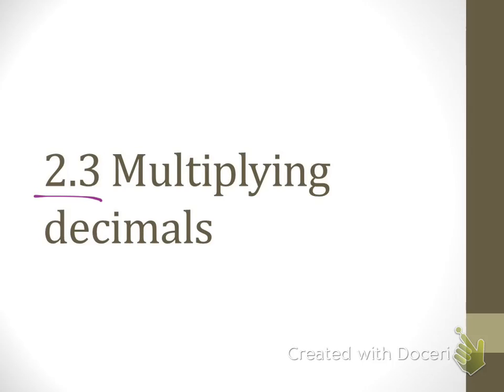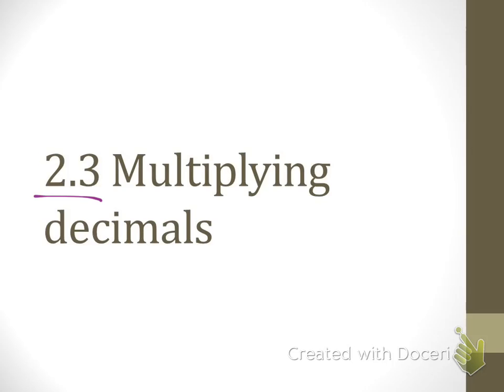All right, now the first thing you need to know about multiplying decimals that's different from adding and subtracting them is that we're not worried about lining up our decimals anymore. We want all our numbers pushed to the right, and we're not worrying about lining up our decimals.